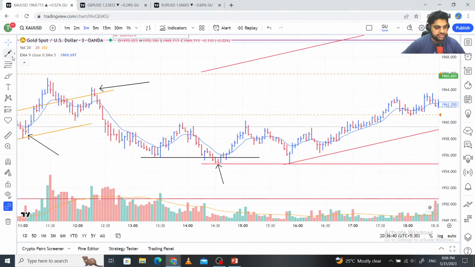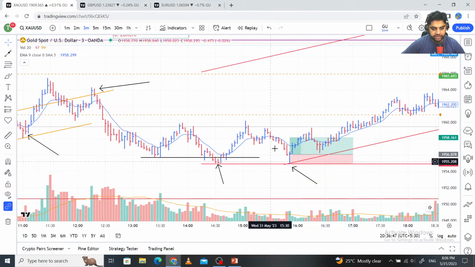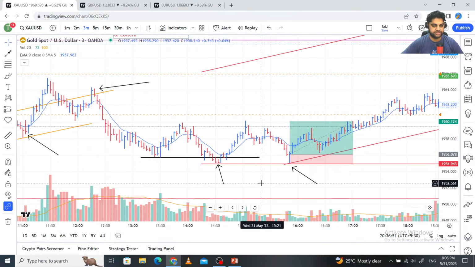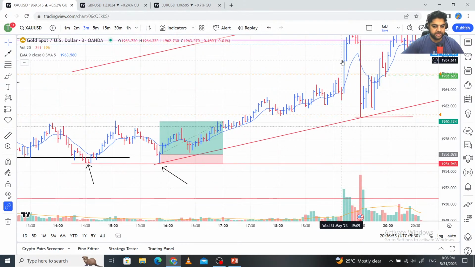What do you do? Just make a buy trade one more time, and you have this one. You buy over here, again target the same level over here, 3.5%. But the market keeps on going up and up. So this is how you trade, guys.